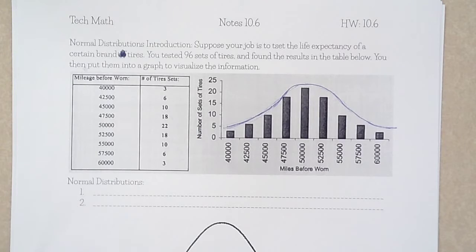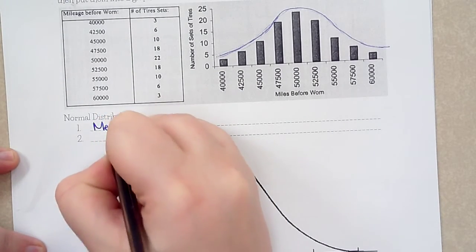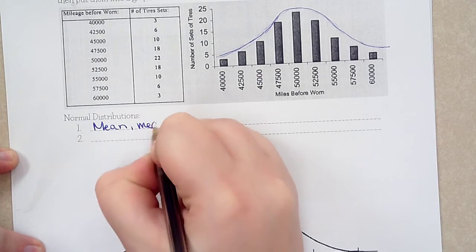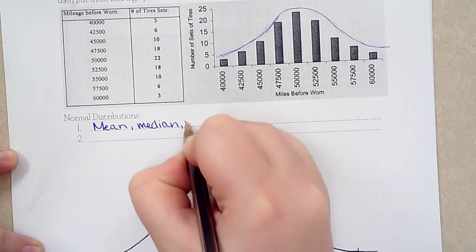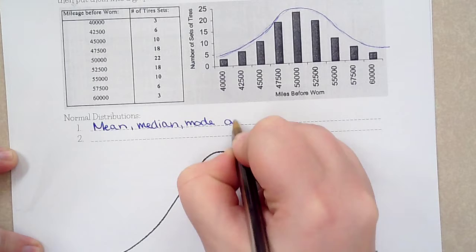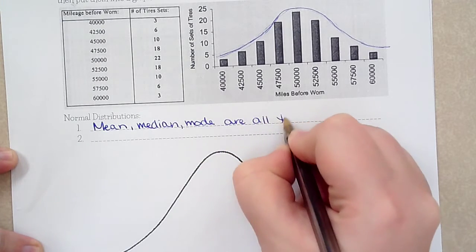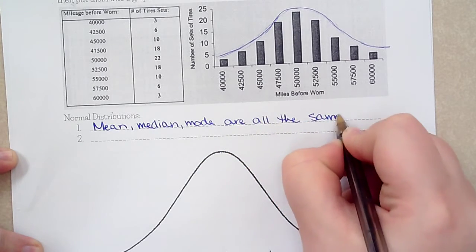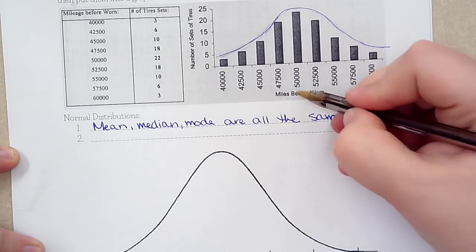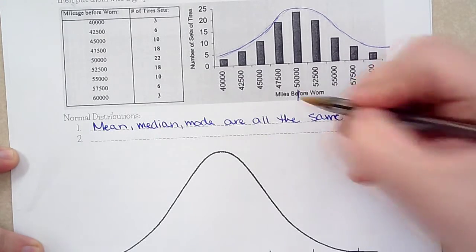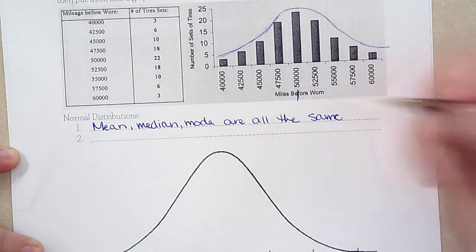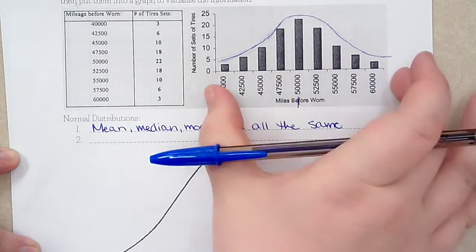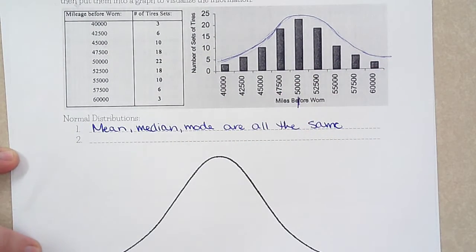So a few things about normal distributions. The first thing I want you to know is that the mean, or the average, the median, and the mode are all the same. And they all end up right in the middle of the graph. So your average is right here, your mode is going to be right here, and your median is obviously going to be right there because they all end up in the center of your graph.